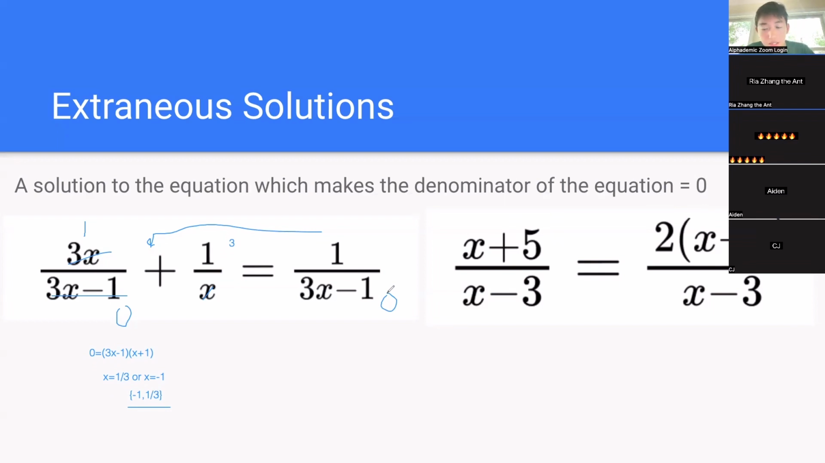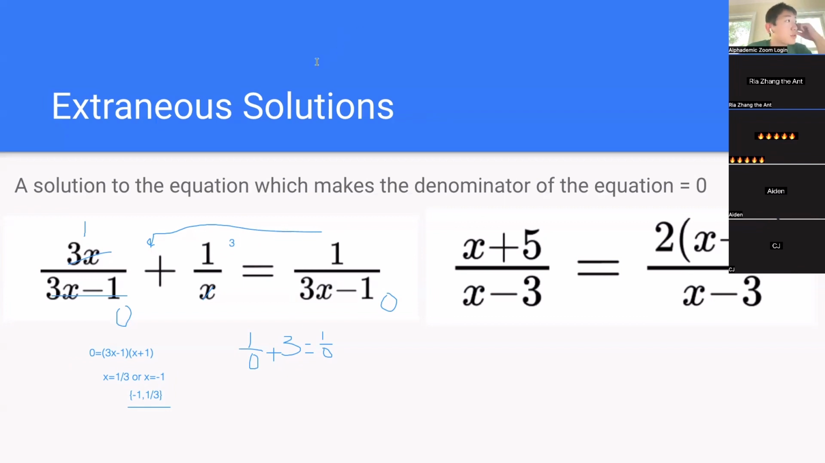So therefore it is an extraneous solution, because you get this wonky answer of 1 over 0 plus 3 equals 1 over 0. So this answer would not work. And of course, if you cancel out the 1 over 0 on both sides, you would get 3 equals 0, which is obviously not true. So that equation just does not work as a whole.